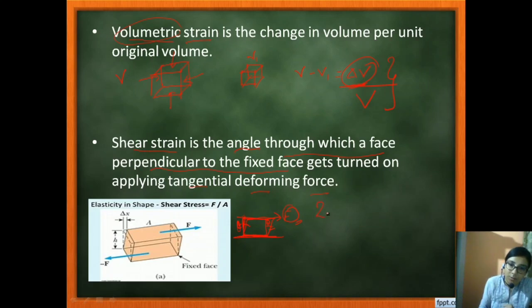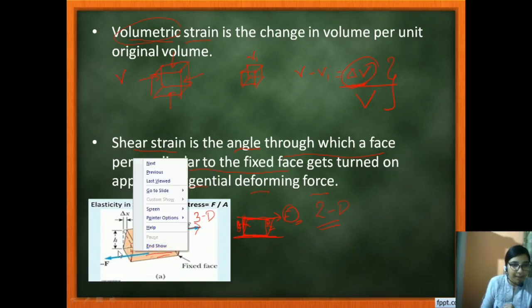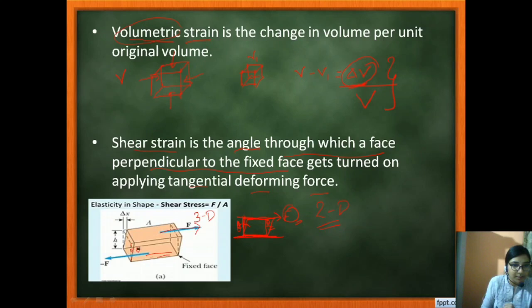Here we have shown the 2D figure of this eraser. Now here in this diagram we have shown the 3-dimensional figure. This face is fixed and we are applying the force on the upper face tangentially, and this face which is perpendicular to the fixed face gets turned by some angle, that is theta. This theta is called shear strain.